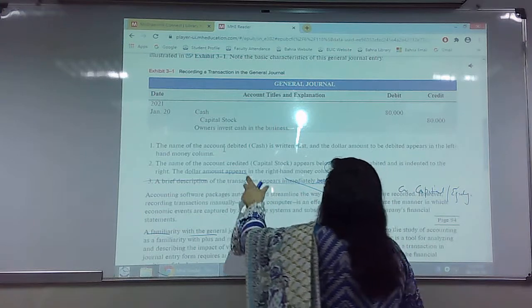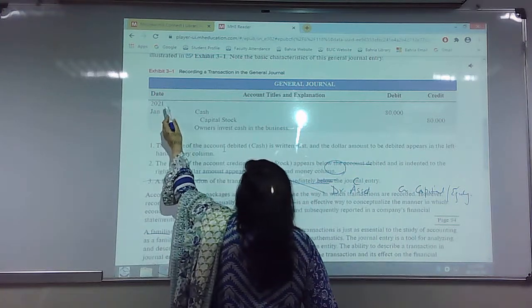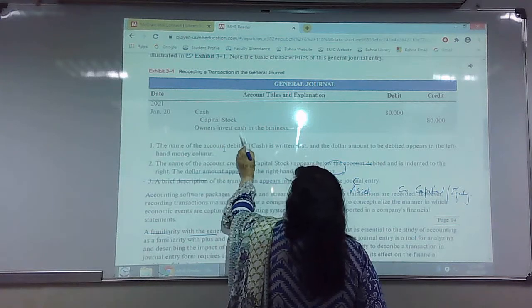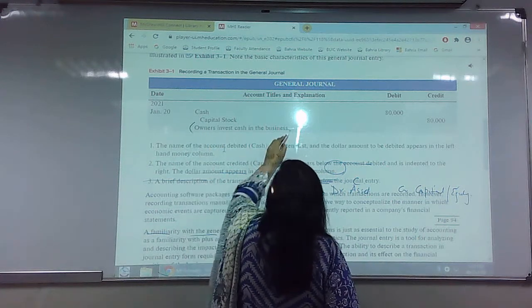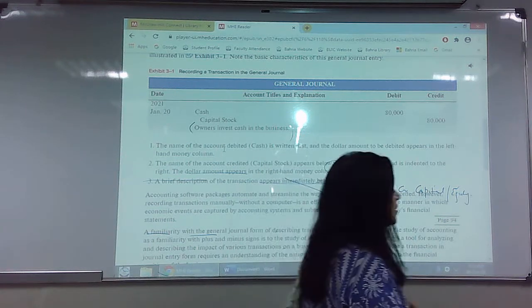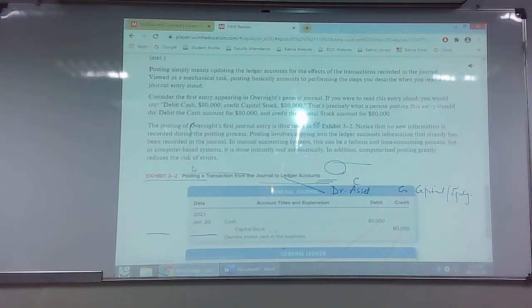And then there's a small statement. So you record the transaction date, which could be 2020, and then owners invest cash in the business, and you could also place a bracket, right? So if you understand this initial phase, then others would also be easier for you to know. Let's just look at some other more examples.